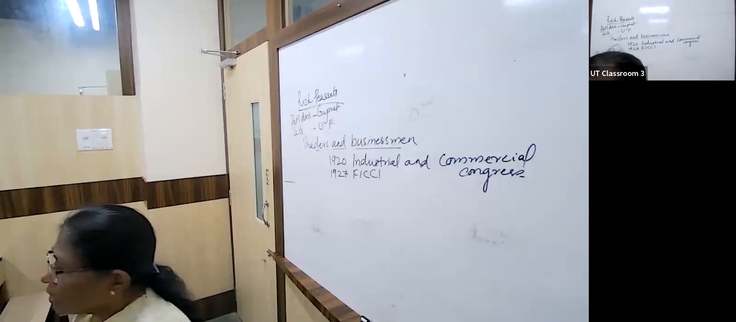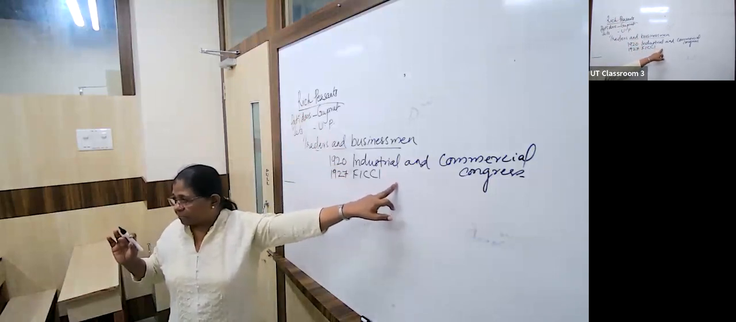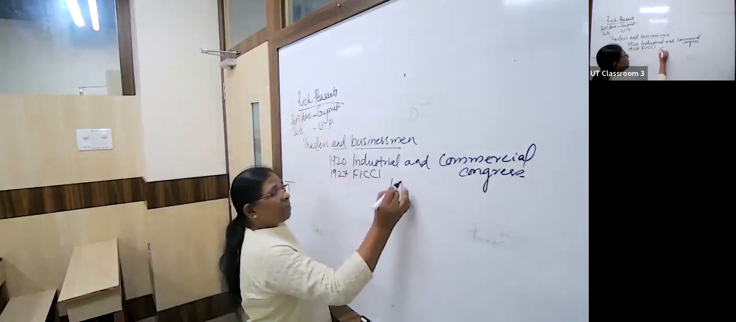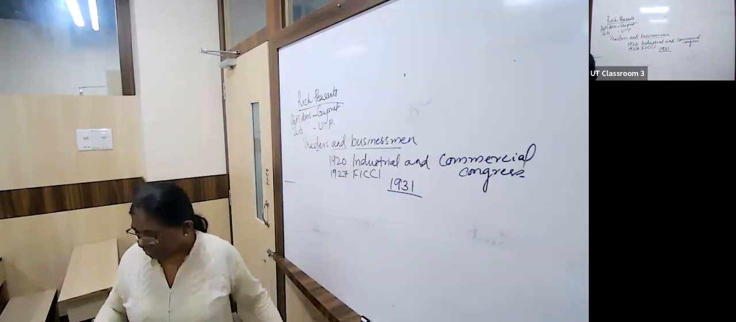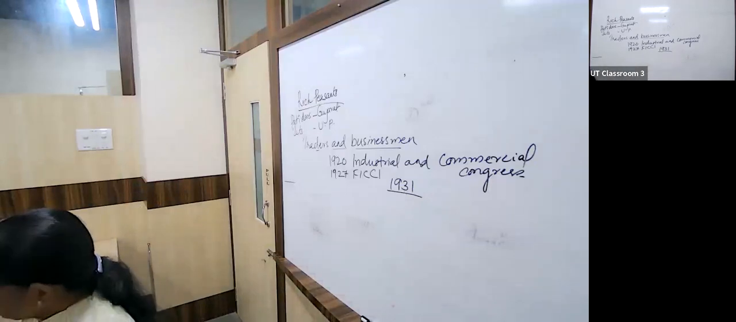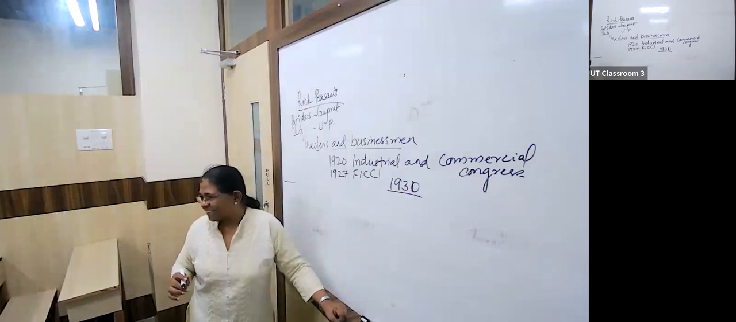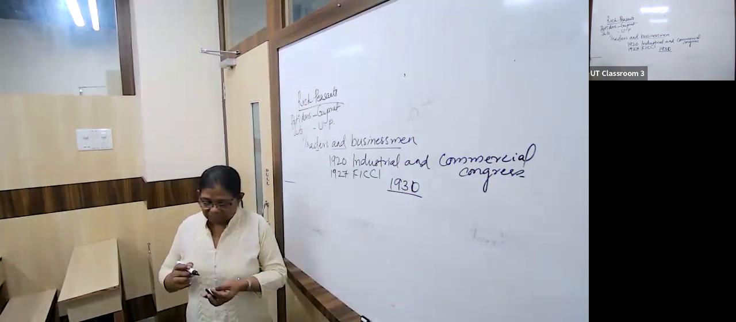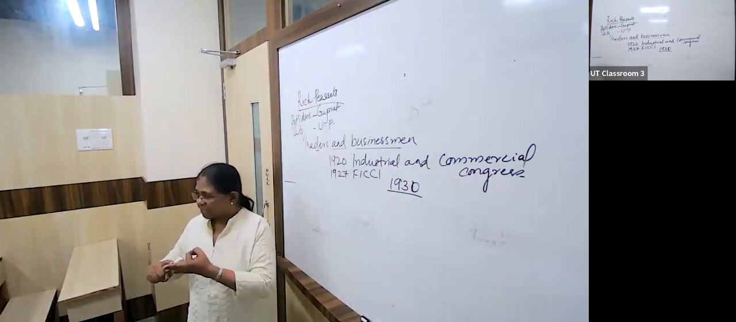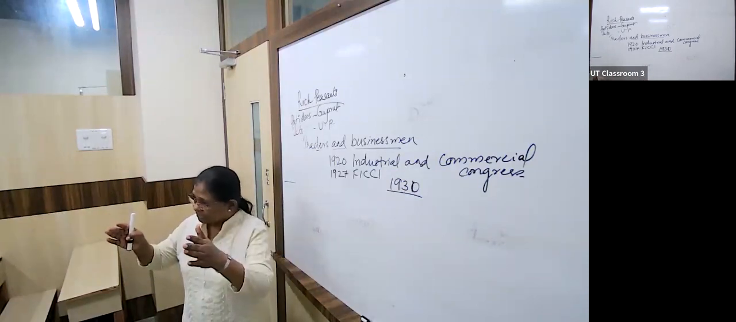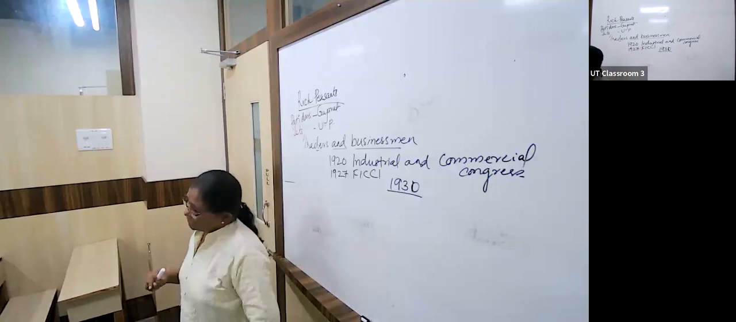I forgot to tell that, no? We have learned already that the Viceroy decided to conduct a roundtable conference. The first roundtable conference was held in 1930 only, no? In the book the year is written as 31 for the second round, so 30. I was telling 30, then I wrote 30. In the first roundtable conference, princes, industrialists, Dalit leaders, that is the depressed classes, different sections participated.